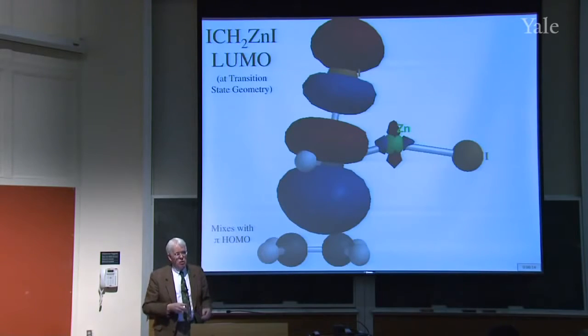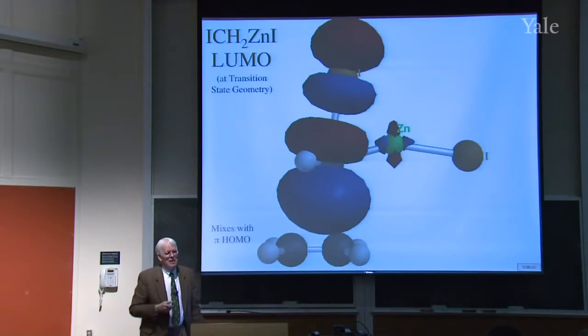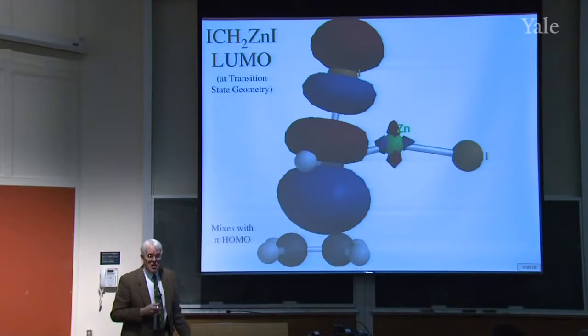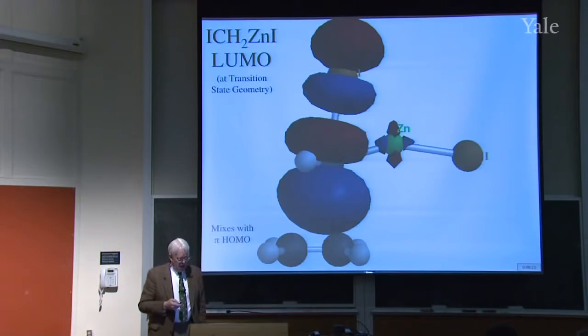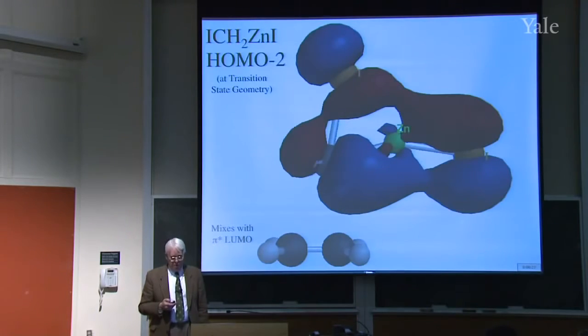What would you call that orbital? Yeah, it's sigma star between zinc and the iodine, right? So that's the LUMO, and you can see it's well set up to mix with the pi HOMO. At the same time, this is the HOMO -2, so it's very near the HOMO, so a very high energy orbital. What's that well set up to overlap with?